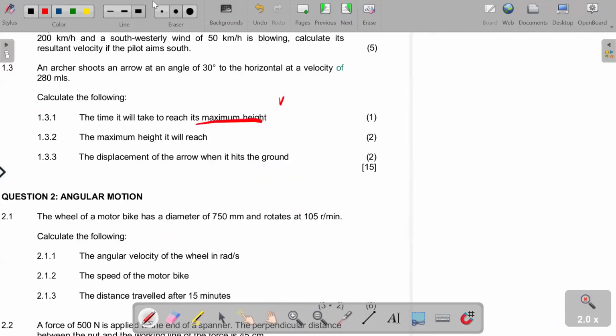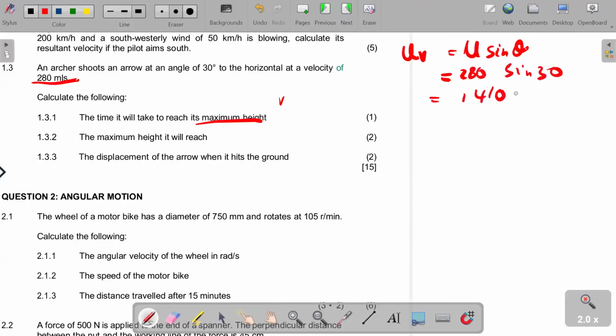So for vertical motion, we need to find the initial velocity for the vertical component. It's given by u sine theta. So in our case here, since it was shot at 280 meters per second, we can say 280 multiplied by sine 30. And that in turn gives us 140 meters per second. That means that's our Uv.